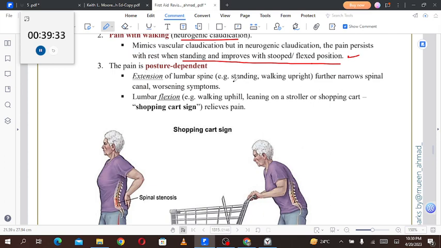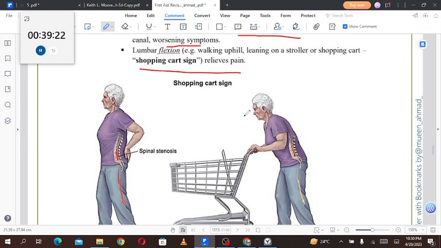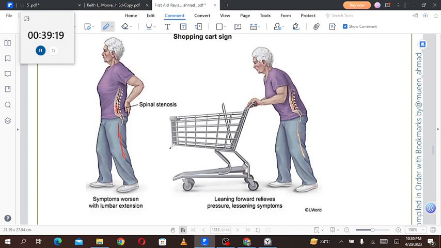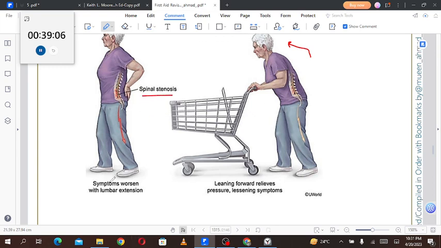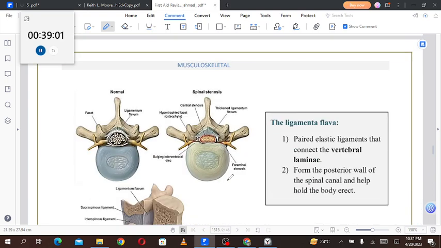Extension of the lumbar spine, for example standing or walking upright, further narrows the spinal canal, worsening the symptoms, and lumbar flexion, for example walking uphill or leaning on a stroller or shopping cart, the shopping cart sign, relieves the pain. So a woman doing the shopping with a shopping cart in her hand is stooped forward. In that stooping posture, the previously stenosed spinal canal becomes a bit patent and the pain is relieved. But when the person is standing straight, the pain is severe. Symptoms worsen with lumbar extension, and leaning forward relieves the pressure, lessening the symptoms.